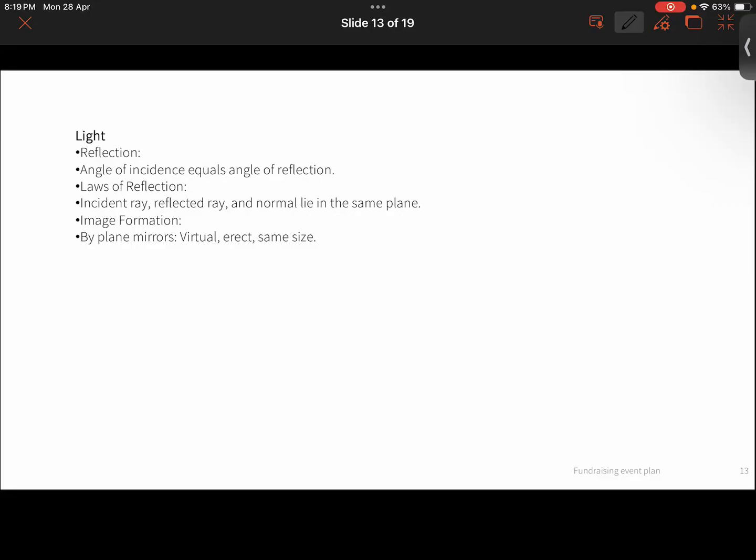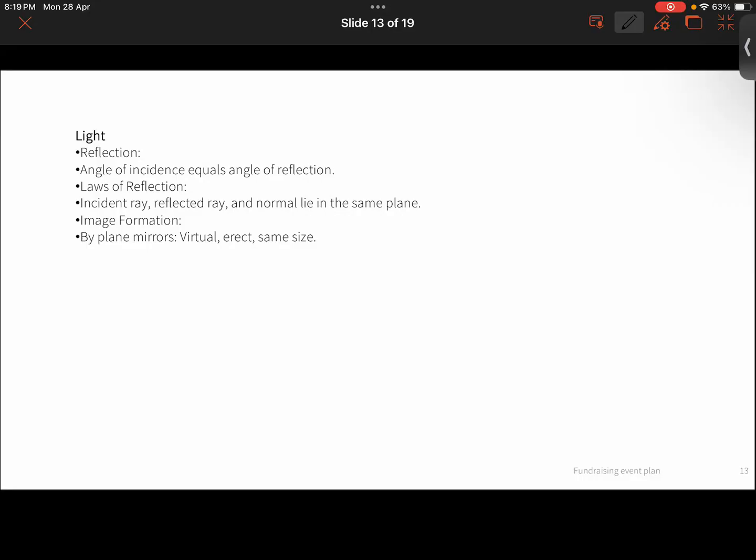Yes, we learned that light travels in a straight line, right? When light travels in a straight line, that phenomenon is called rectilinear propagation of light. No? Yes, okay. And reflection you have mentioned.